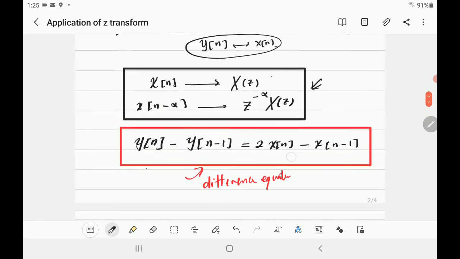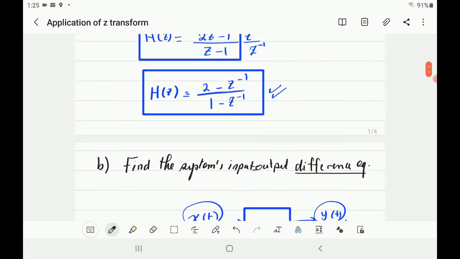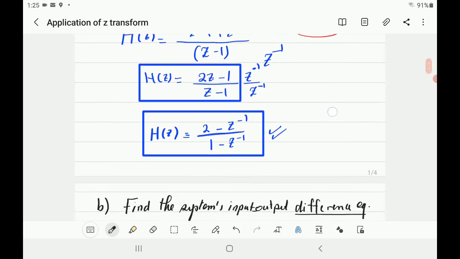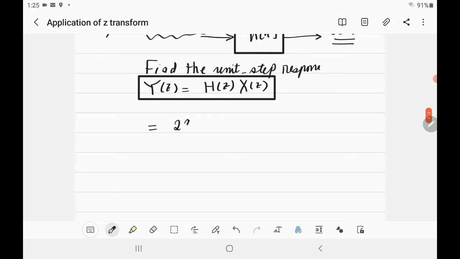All right, do we have h of z? Yes, we do. Then you will ask, okay, I have two forms of h of z. Any one I pick can work, right? Let me take the one at the top now: 2z minus 1 over z minus 1 as h of z, times the input x of z.